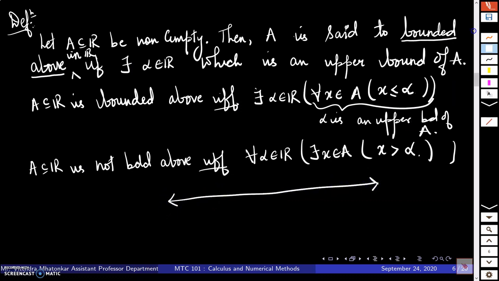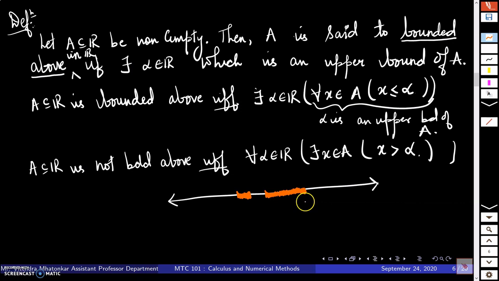Okay, and on the number line, I will mark the set A. Supposing my set A is this. Okay, some points here, maybe there is a gap here, and these are the points. Then I can pick an alpha here, which is bigger than all the elements of A. In that case, A would be a bounded set.